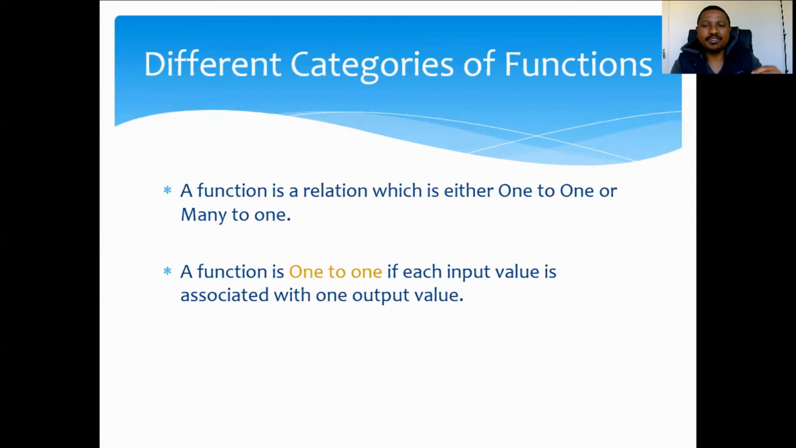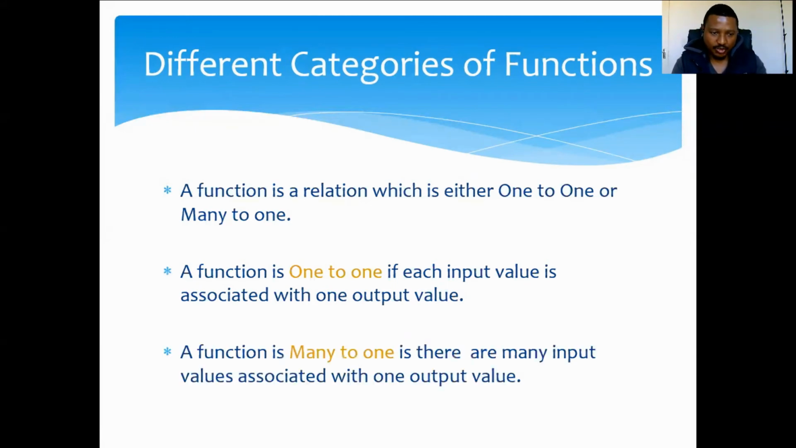I believe that in your imagination now you can already pick up which functions are one-to-one among the ones that you know, and which ones are not one-to-one. The second category: a function is many-to-one if there are many input values associated with one output value. Again, I think you already know what function might be a many-to-one function.